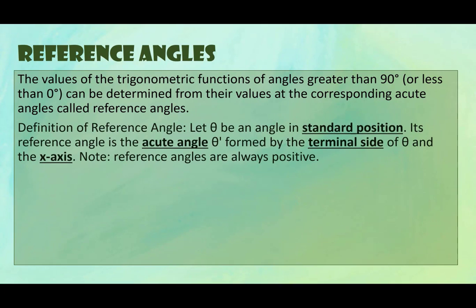So, the definition of a reference angle: we're going to let theta be an angle in standard position, and its reference angle be the acute angle, theta prime, formed by the terminal side of theta and the x-axis. So a huge note here is that reference angles are always positive and they're less than 90 degrees or pi over 2. Okay, they're always positive.